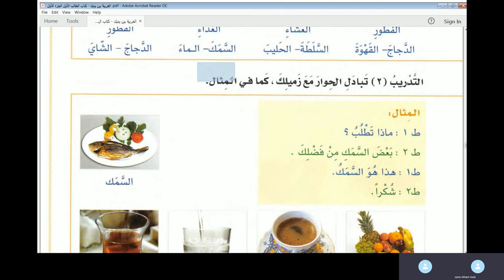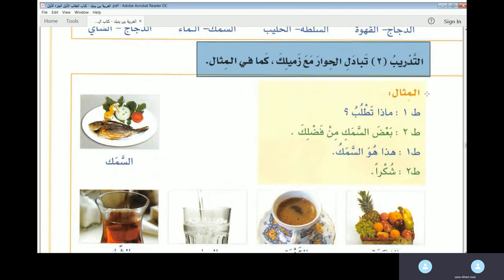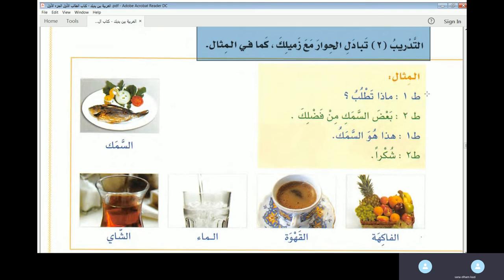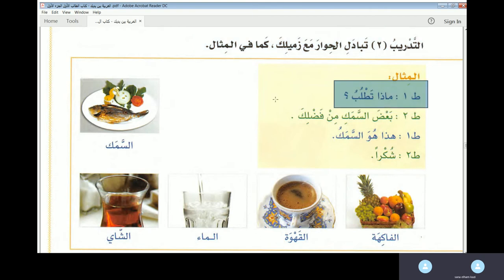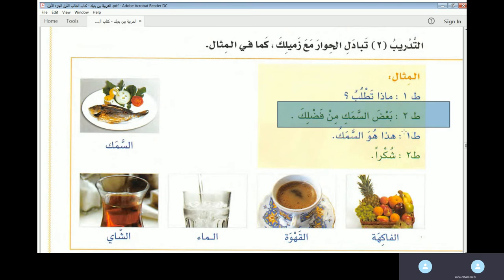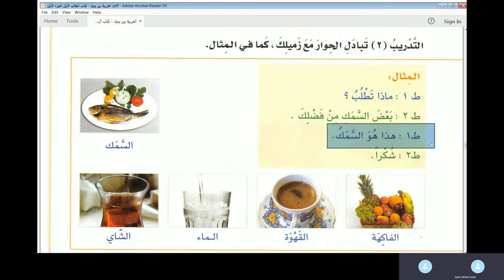Next, التدريب الثاني. تبادل الحوار مع زميلك. Extend the dialogue with your colleague, كما في المثال, as in the example. ماذا تطلب؟ What do you order or what do you want? بعض السمك من فضلك. Some fish, please. هذا هو السمك. Here is the fish. شكرا. Thank you.